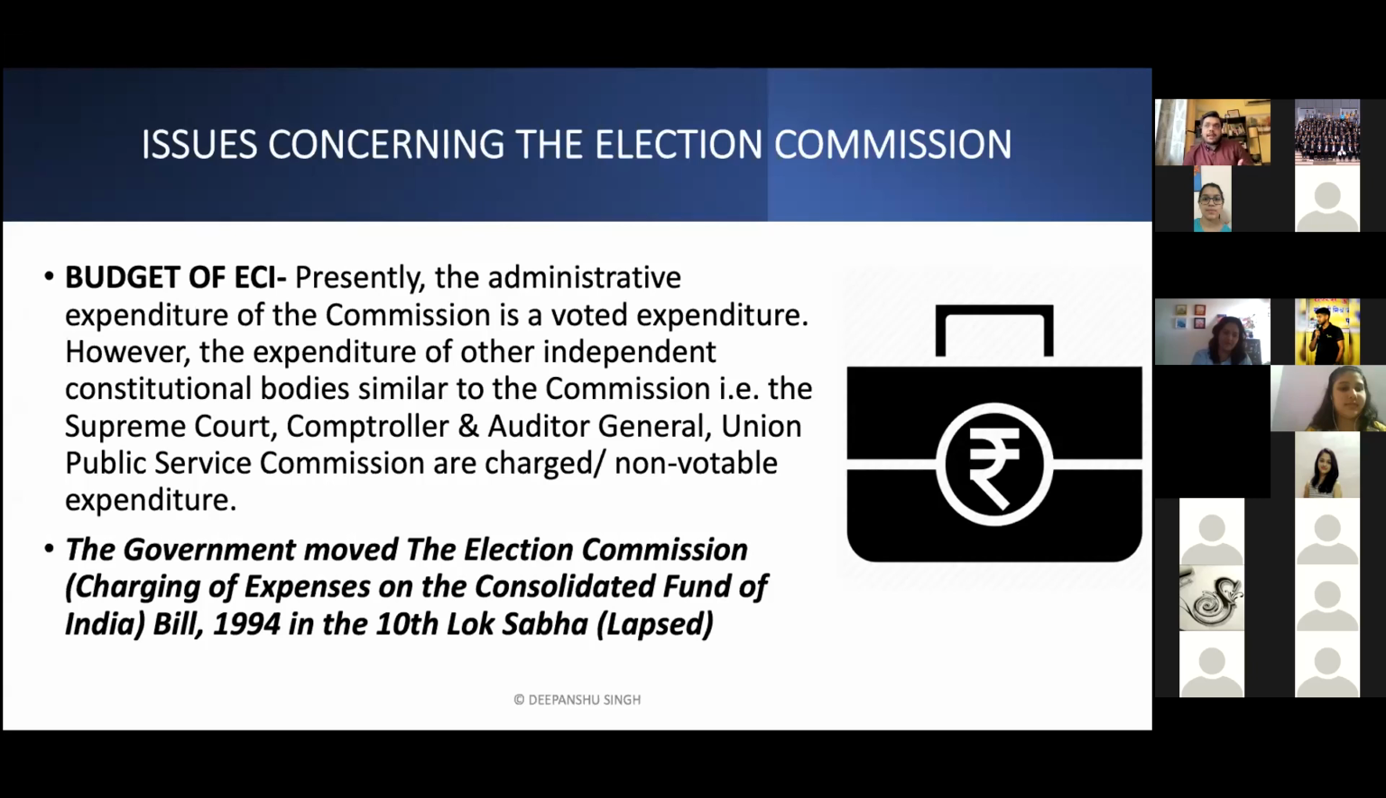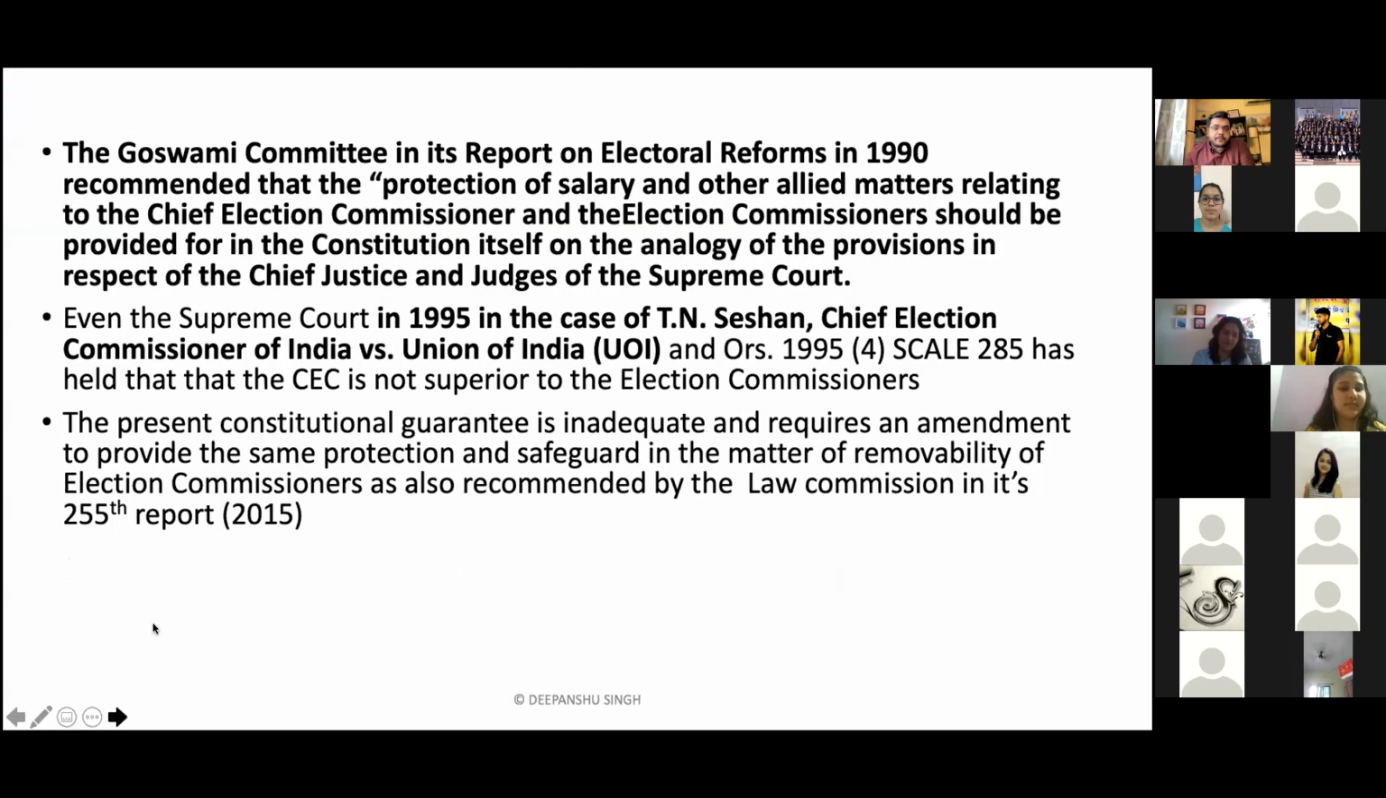So you can say that right now the Election Commission functions on the basis of whatever budget is allocated to them under the annual financial statement passed through the Parliament. So that's the first major issue concerning the election in India, or the Election Commission of India. The second that I had mentioned is about the appointment of staff.